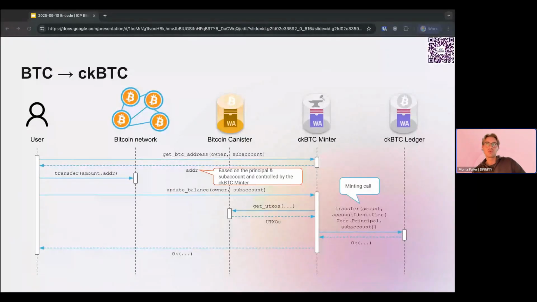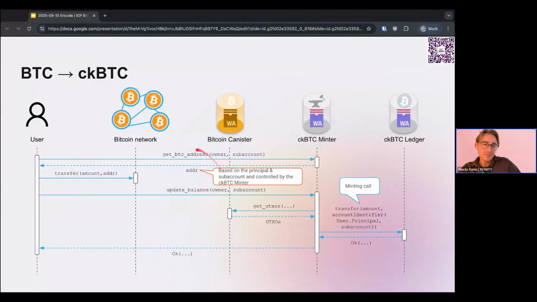So how would it look if you go from Bitcoin to ckBTC? The first thing you do, if you have Bitcoin on the Bitcoin network and you want to get ckBTC, is that you ask the ckBTC minter for a Bitcoin address that is reserved specifically for you on the Bitcoin network to convert Bitcoin into ckBTC. And it's based on your principal, which is basically an account if you're coming from the Ethereum world, and it's controlled by the ckBTC minter. So when you transfer your Bitcoin there, the smart contract now escrows the Bitcoin.